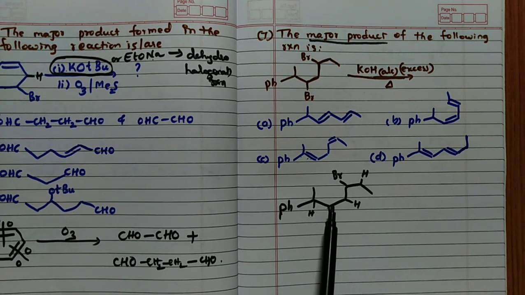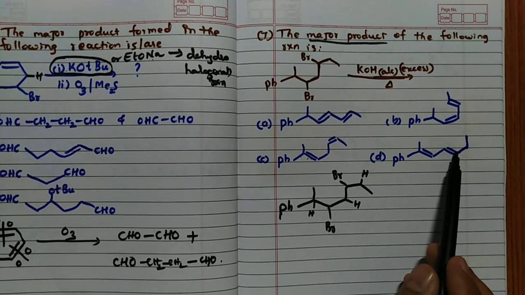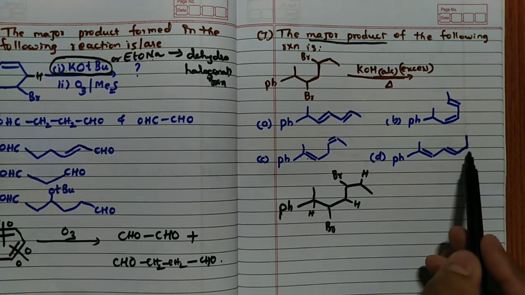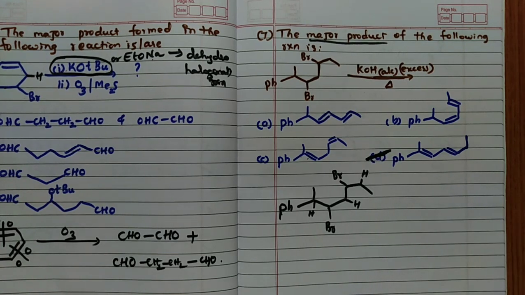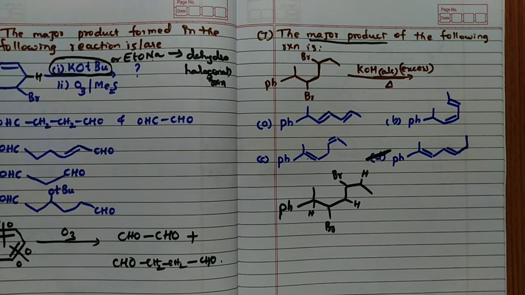Here there is a double bond, and here there is a double bond. It is a conjugated system. And then you can see 2 carbons here, 2 carbons here. So the answer for this question is D. So this is about the 7th question.